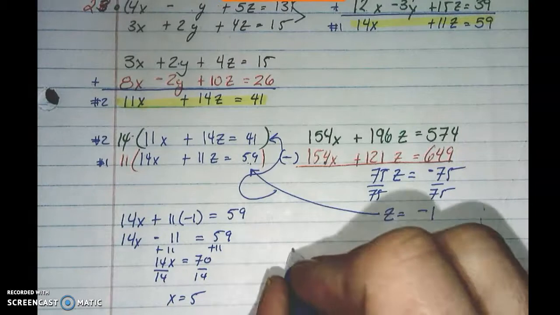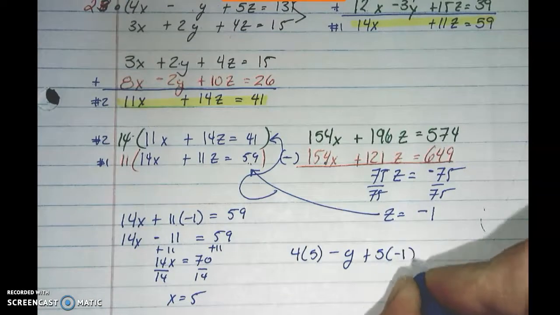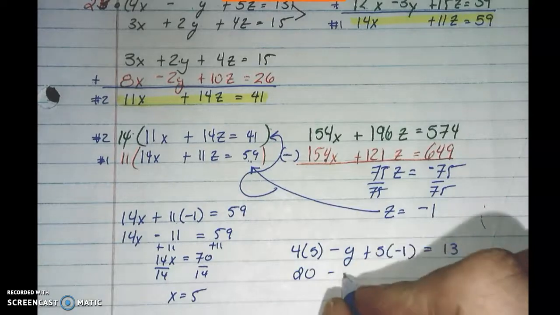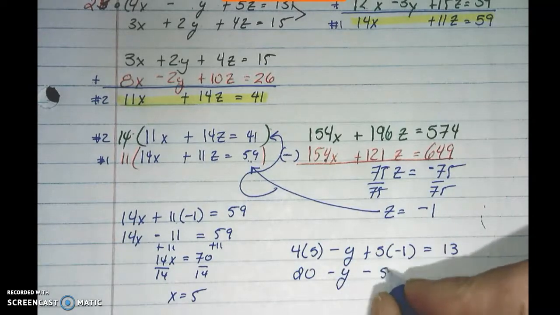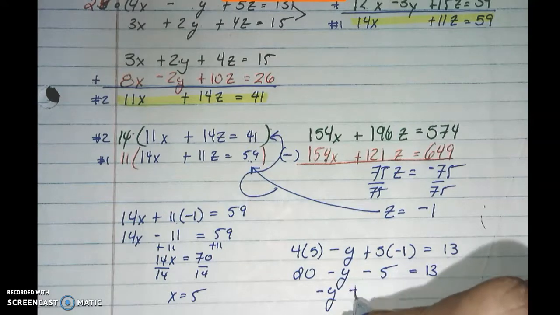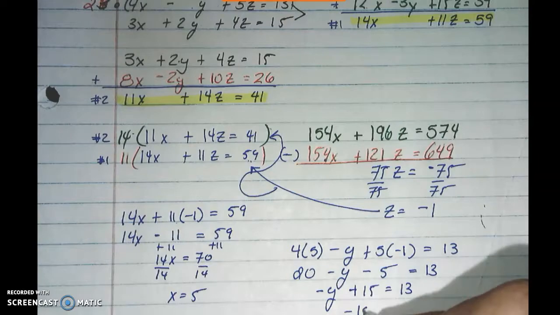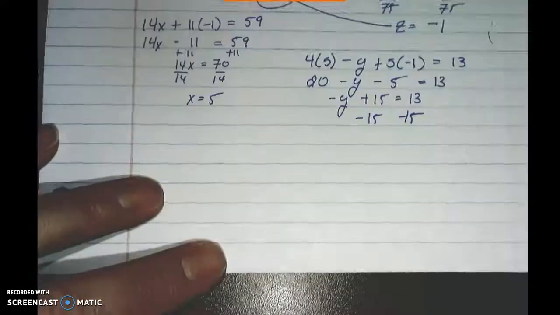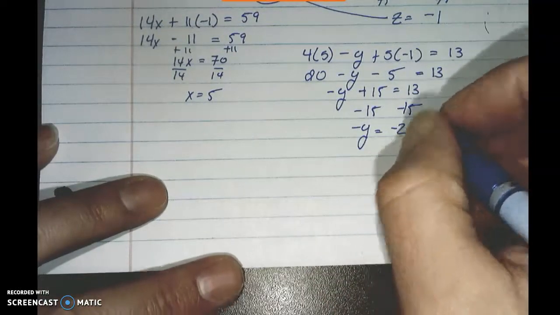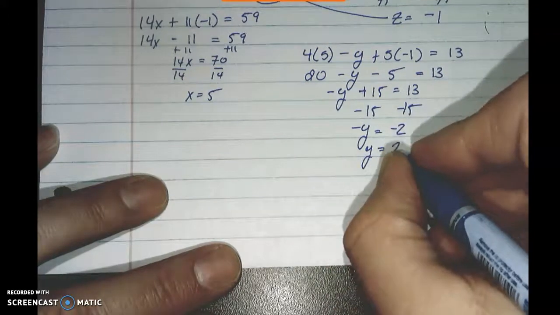So let's go 4 times 5 minus y plus 5 times -1 is equal to 13. So 20 minus y minus 5 is equal to 13. So then I'm going to have -y plus 15 is equal to 13. And then I'm going to subtract 15. And I need to scoot this up. So I have -y is equal to -2. Right? And then y is equal to 2.